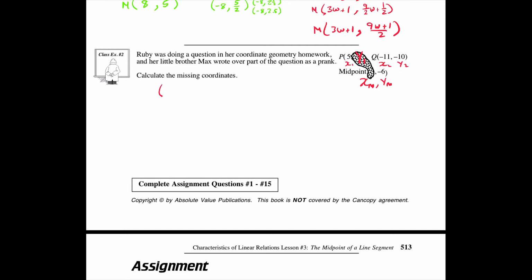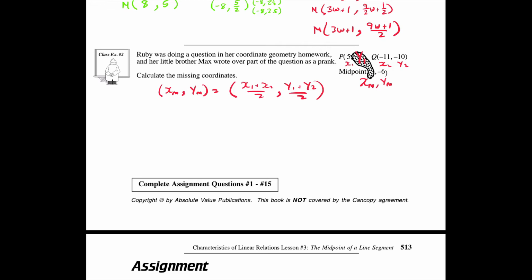Now on the formula, if you think back to it, we have the midpoint, which is going to be the x midpoint, comma, y midpoint. That will equal the x1 plus x2 divided by 2, and the y1 plus y2 divided by 2.